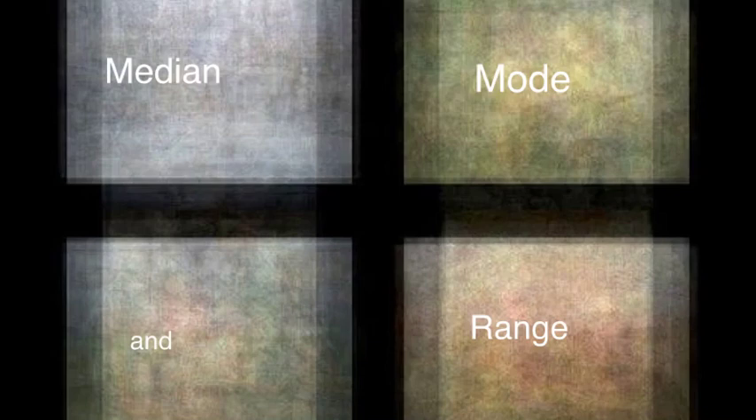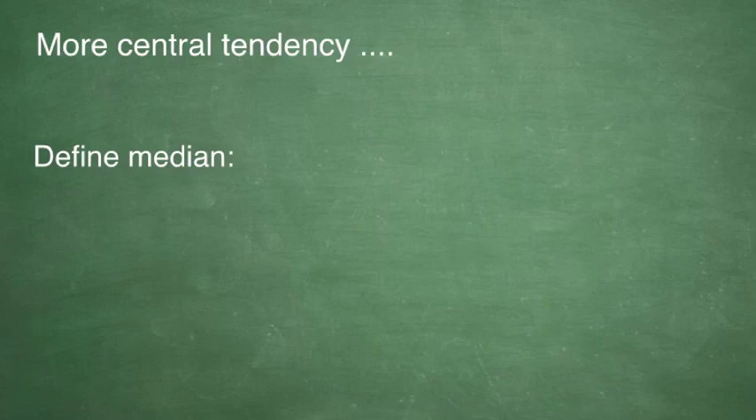Okay, in this lesson, we are going to talk about the median, the mode, and the range. These are more central tendencies that we're going to be working with when we study our data. What is the median? You're going to be filling in this definition on your notes, and let me type that in for you.